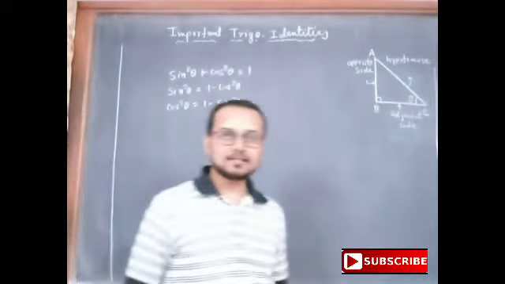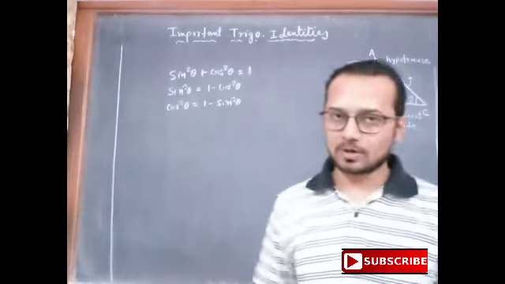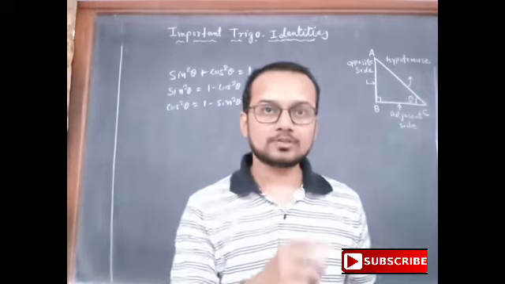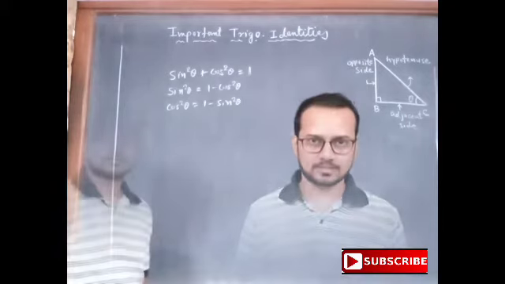So this is the first identity, sin square theta plus cos square theta equals 1. From that we get sin square theta equals 1 minus cos square theta and cos square theta equals 1 minus sin square theta.